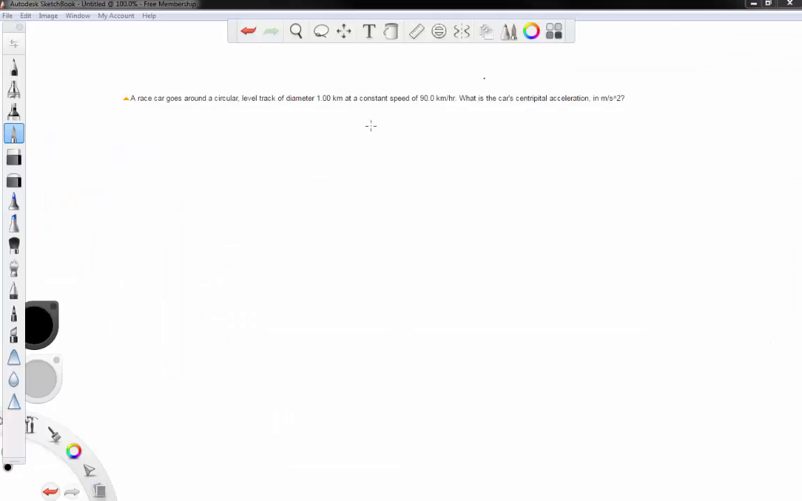Alright, so we're going to label these things. This right here is the centripetal acceleration, I'm going to label a sub c. This one right here is the speed, I'm going to label v. This right here is the diameter, which is D. But notice that D is also equal to twice the radius.